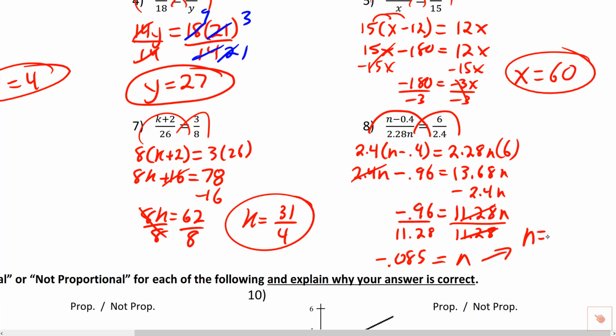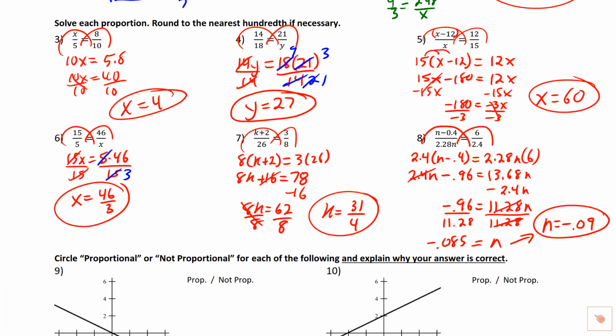We want to round to the nearest hundredth, so that's going to be negative point. This is either going to be 0.08 or 0.09, and that 5 is big enough to bump it up, so this is going to be 0.09. Let me make that 0 look just a little bit better right there. Anyway, that's our answer on that one. So now let's take a look at the ones at the bottom of this page here.